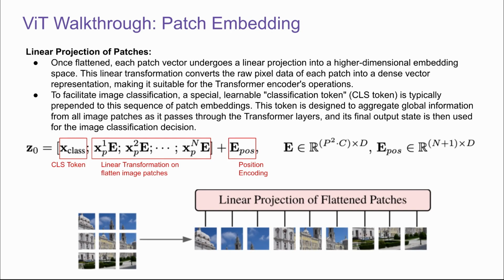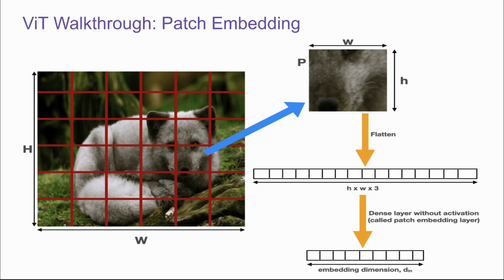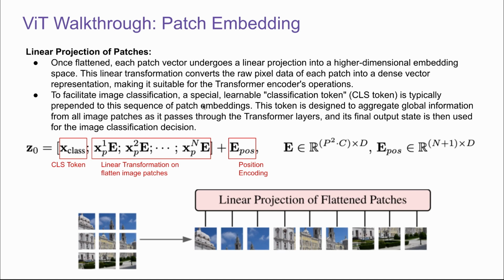Now the next key point is patch embedding. It is a linear projection of patches. After the patches are flattened, each patch vector undergoes a linear projection into a higher dimension embedding space. This linear transformation converts the raw pixel data of each patch into a dense vector representation, making it suitable for the transformer's encoder operation. To facilitate image classification, a special learnable classification token, CLS, is typically prepended to this sequence of patch embeddings. This token is designed to aggregate global information from all image patches as it passes through the transformer layers, and its final output state is then used for the image classification decision.